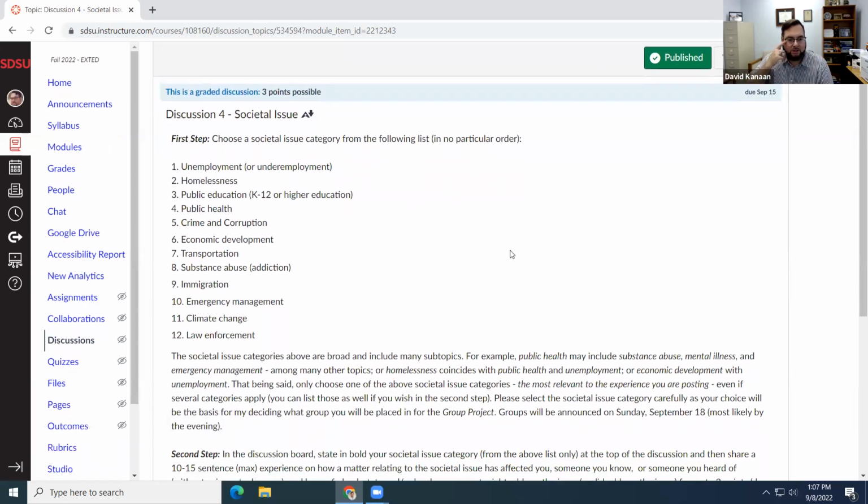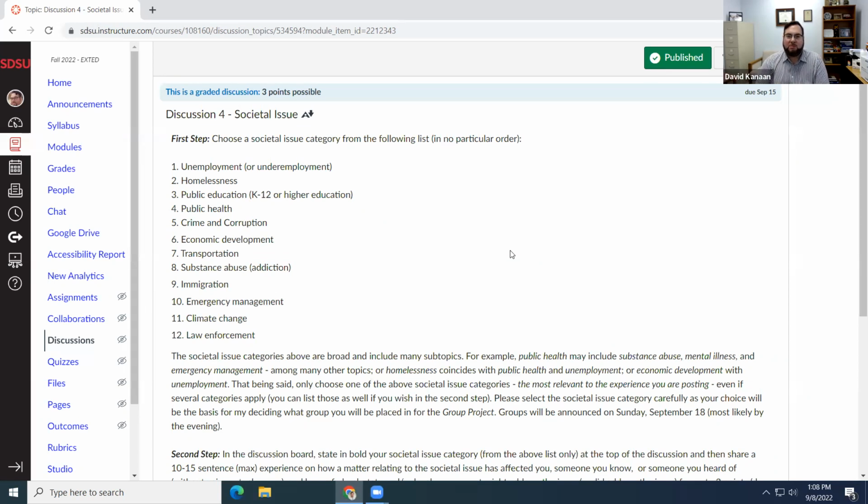For a societal issue, I want you to choose from one of these 12. Go through the list, see something that you can relate to or are passionate about, and share a little bit about that, whether it's a personal story or someone else's. If someone has private things, don't mention them by name. Choose one of these and put it at the top of your post, such as unemployment or immigration, so it's easier for me to put people with other people.